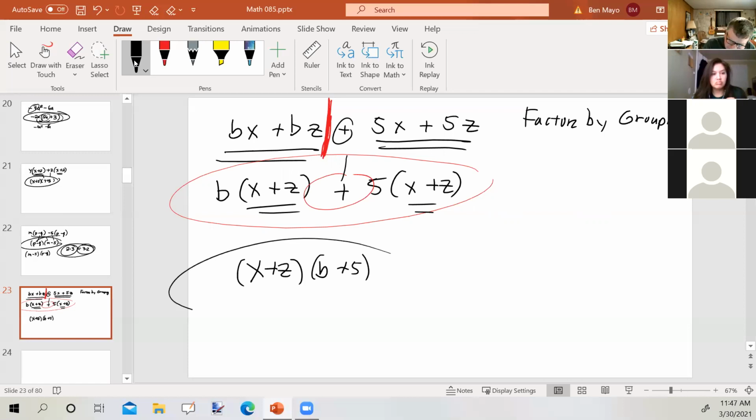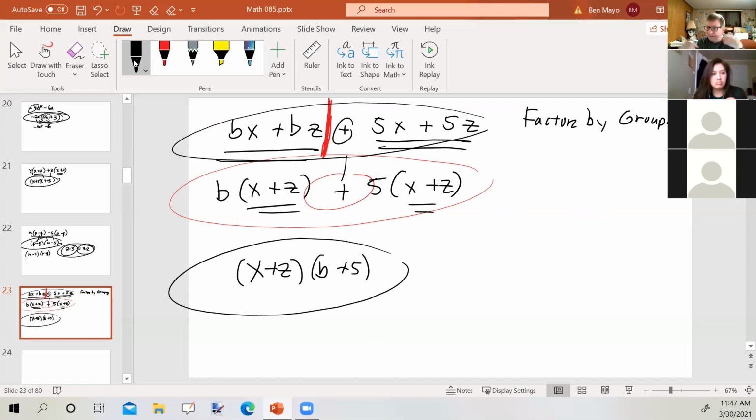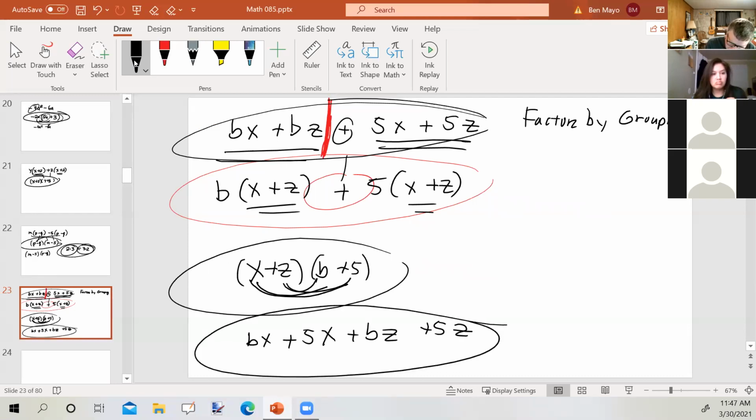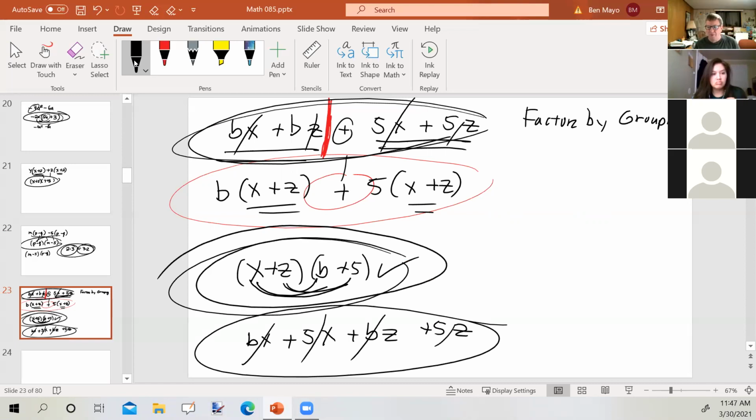Let's verify that this answer is equal to what we started with. So we're going to FOIL it, multiply it together. This would be what? bx plus 5x plus bz plus 5z. Well, let's compare this with that. We've got bx, 5x, bz, and 5z, so it checks. So this is our final answer. Any questions there?